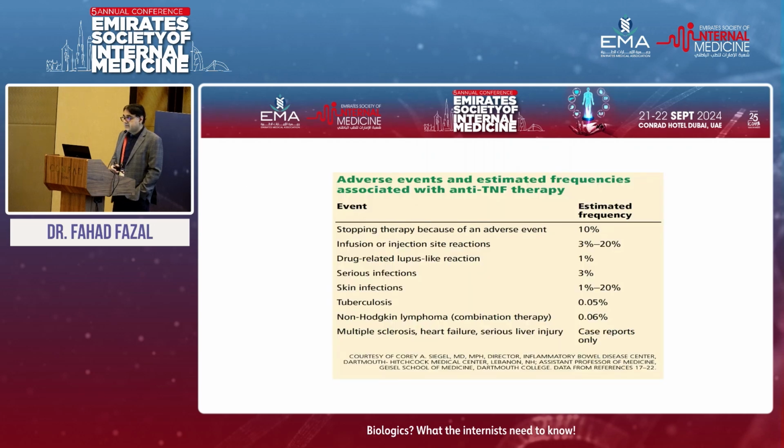These are some of the percentages. You can see that the risk of serious infections is about 3% with the anti-TNF therapy. Skin infections are 1 to 20%. Tuberculosis is 0.05%. The risk of non-Hodgkin lymphoma is 0.06%. For the risk of heart failure, serious liver injury, and multiple sclerosis, there are only case reports.